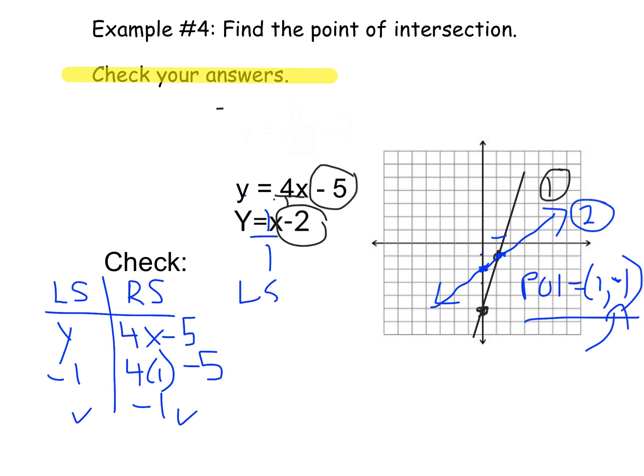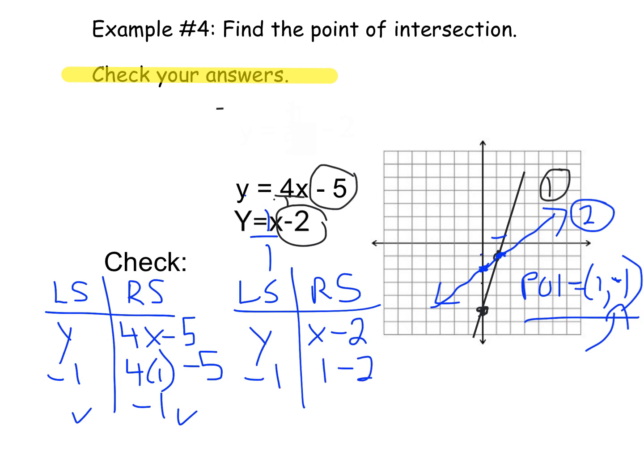For the second line, we're going to do exactly the same thing, left side, right side, and we have y, and we have x minus 2, and we think y is minus 1, and we think x is 1, and so we should get the same on the left as we do on the right, and we did. So now we know that our work is perfect before we even hand it in for marking.